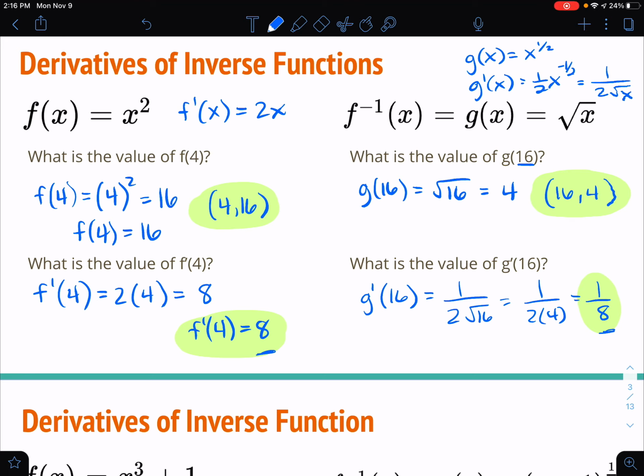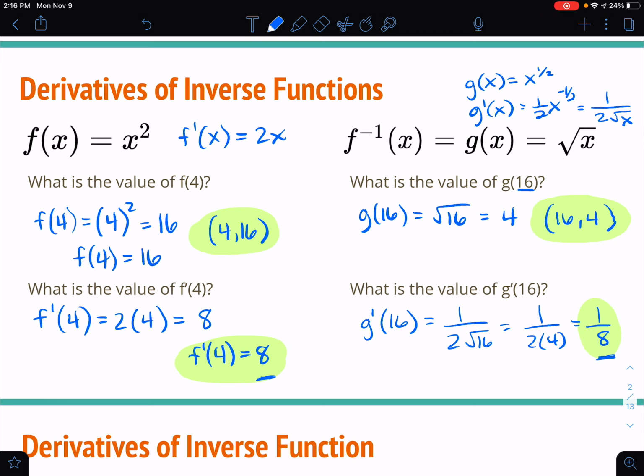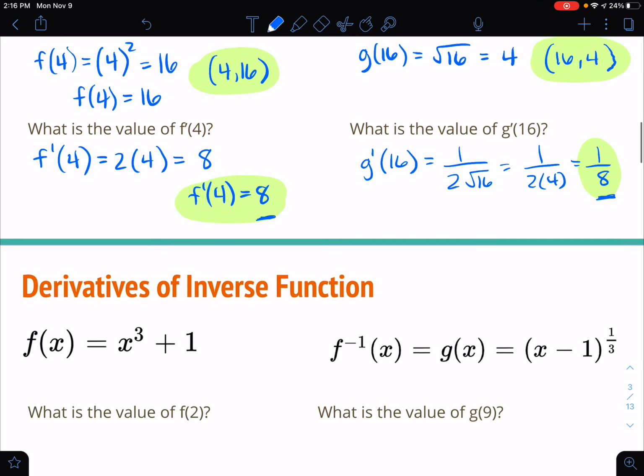So hopefully we'll see that they're technically reciprocals of each other. If the slope in my first equation, f of x, is 8, then the slope at my inverse, in that opposite ordered pair, is going to be 1 over 8. Now let's check and make sure that that's true all the time.